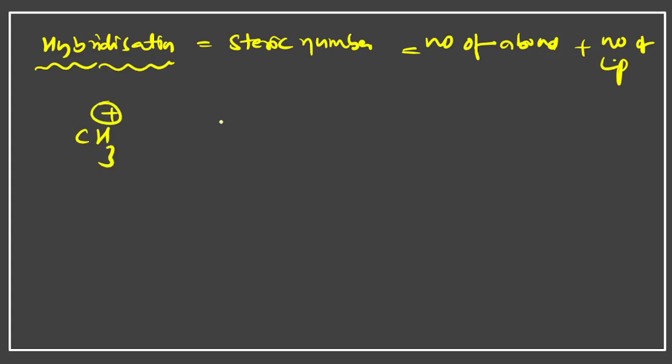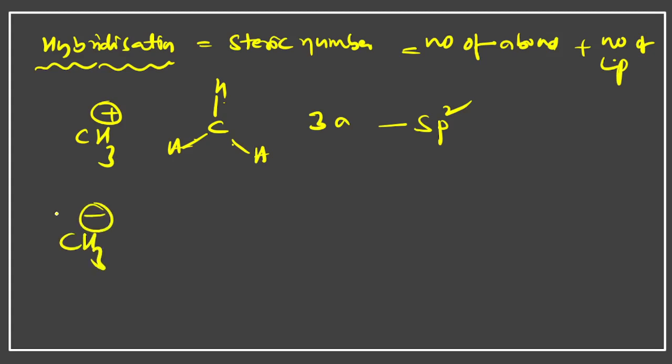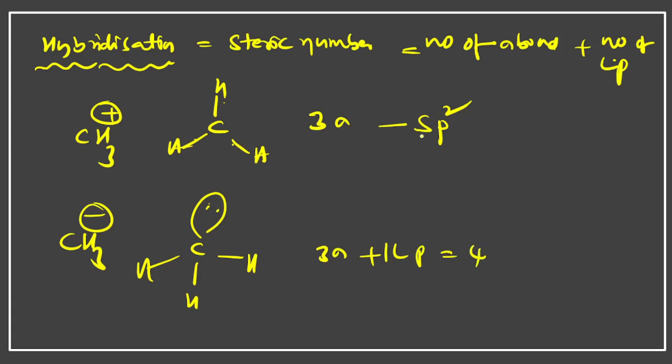CH3 plus. The carbon has how many sigma bonds? 1, 2, 3, 3 sigma bonds. Three sigma bonds means what hybridization? Obviously sp2. Yes. Next, CH3 minus. Have a look at the structure. CH3 minus means it has one lone pair. It has 3 sigma bonds plus 1 lone pair, so the steric number is 4. It undergoes sp3 hybridization.